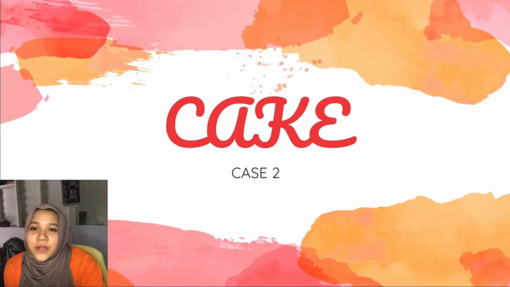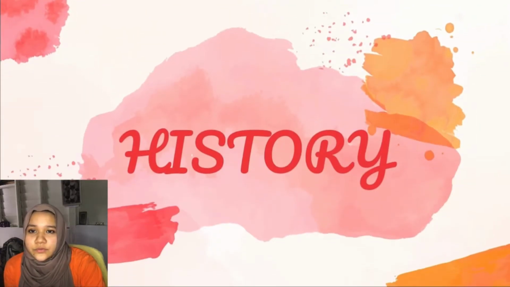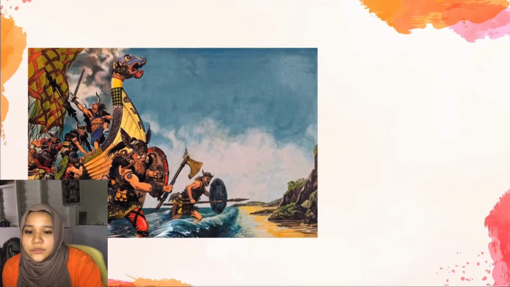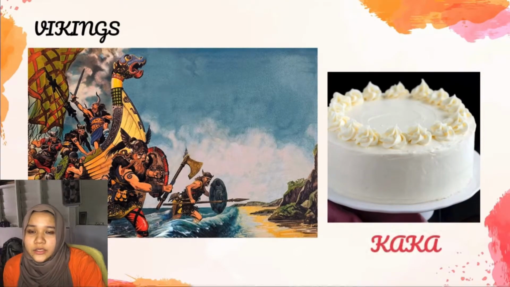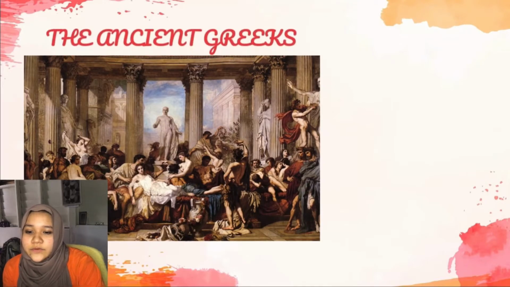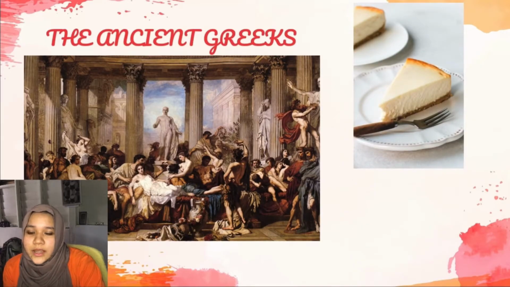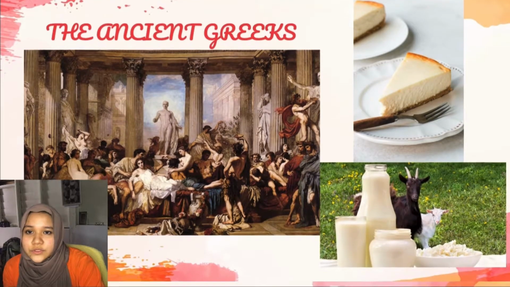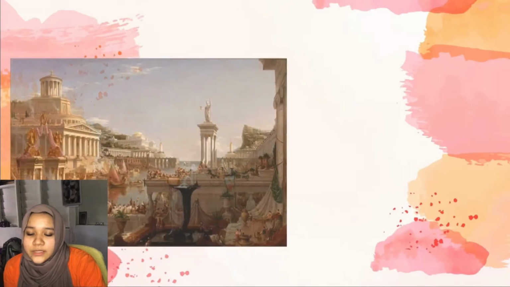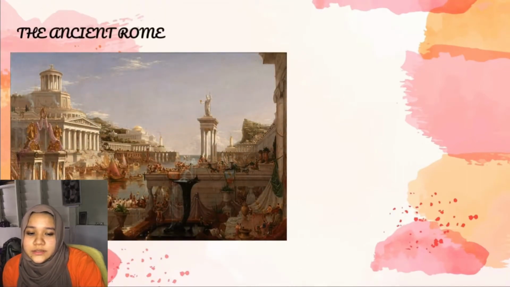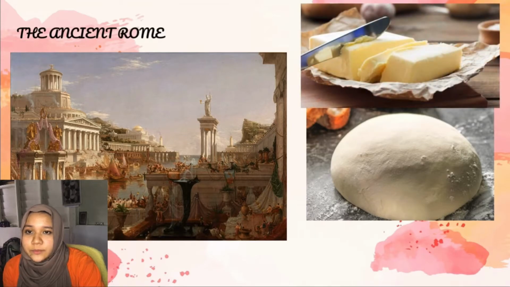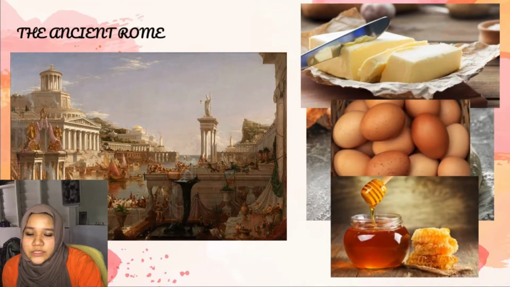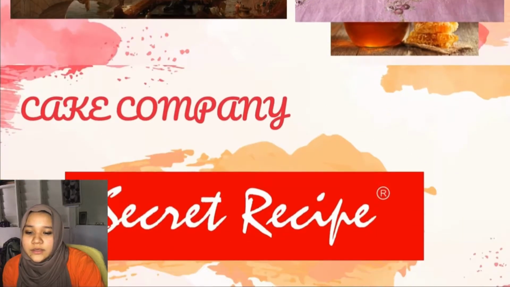Okay, Assalamualaikum. So our second case is cake. There is a long history of the word cake. The term itself came from the Old Norse word, which is of Viking origin. The word is kaka. The ancient Greeks invented a leavener made from beer and made cheesecake from goat's milk. Meanwhile, in ancient Rome, a simple bread dough was enriched with butter, eggs and honey, which created a sweet and cake-like baked good.